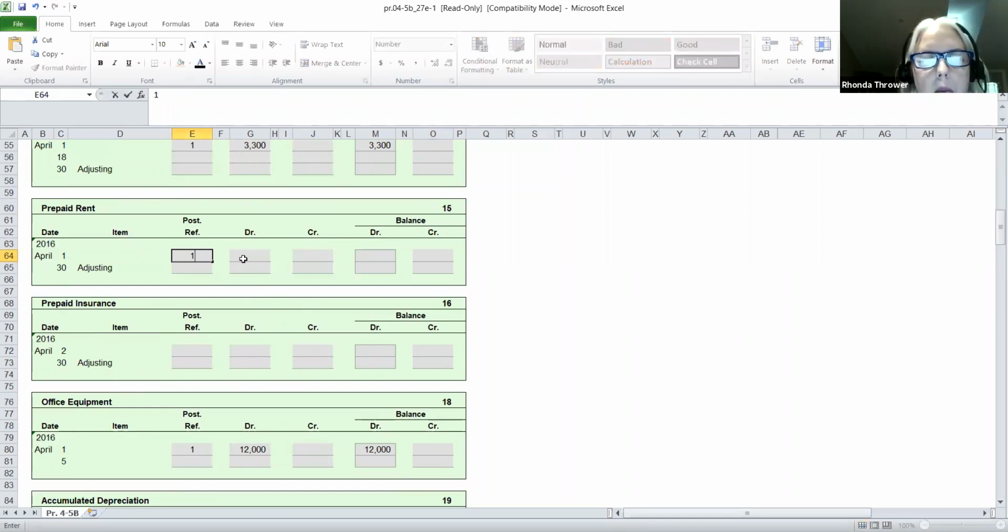Journal page 1. I'm going to debit my prepaid rent for $6,000. It's going to have a debit balance of $6,000. 15 is what I'm going to put in my journal. So we're going back to the journal, and we're going to put 15 in there.